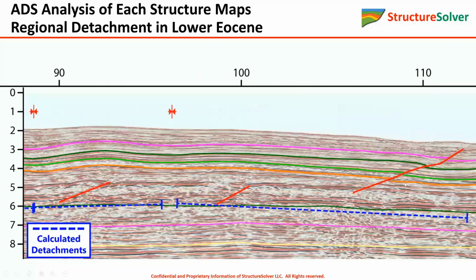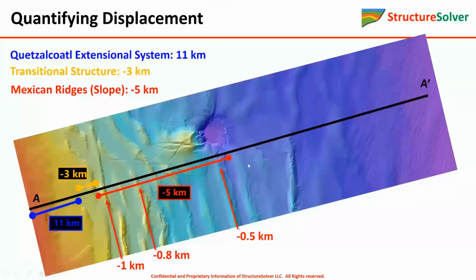But there is that change in structural style once we come off, there's this dip in the slope. And just in terms of balance in these gravitational systems, we often think of the total amount of extension needing to balance with the total amount of contraction in some broad sense. And what we found is that, for this 11 kilometers of extension on the Quetzalcoatl system, the total amount of shortening on those major ridges, including the transitional structure, only amounted to about 8 kilometers of shortening.